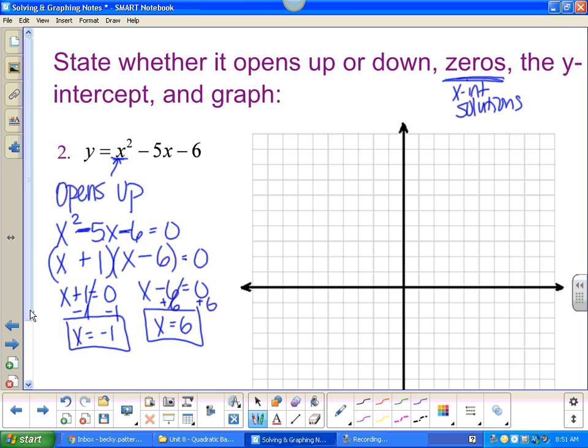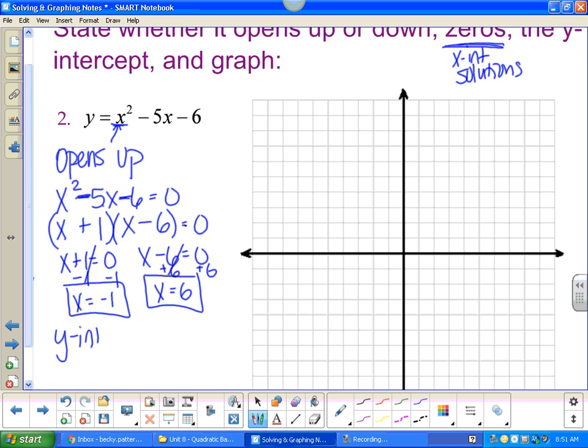To find my y-intercept, remember that one's super easy, that's just your last number, the constant. So its y-intercept is a -6. So let's put some information on my graph. All right, I got an x-intercept at -1. Boom. I got an x-intercept at 6. I got a y-intercept at -6. And I know that it opens up.